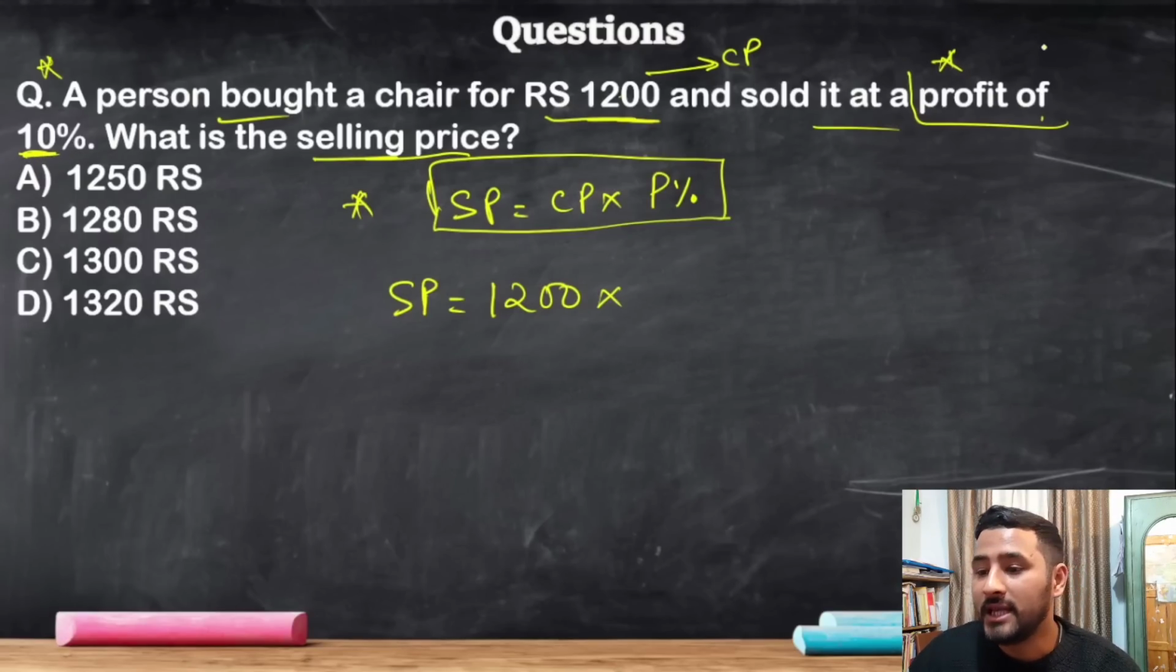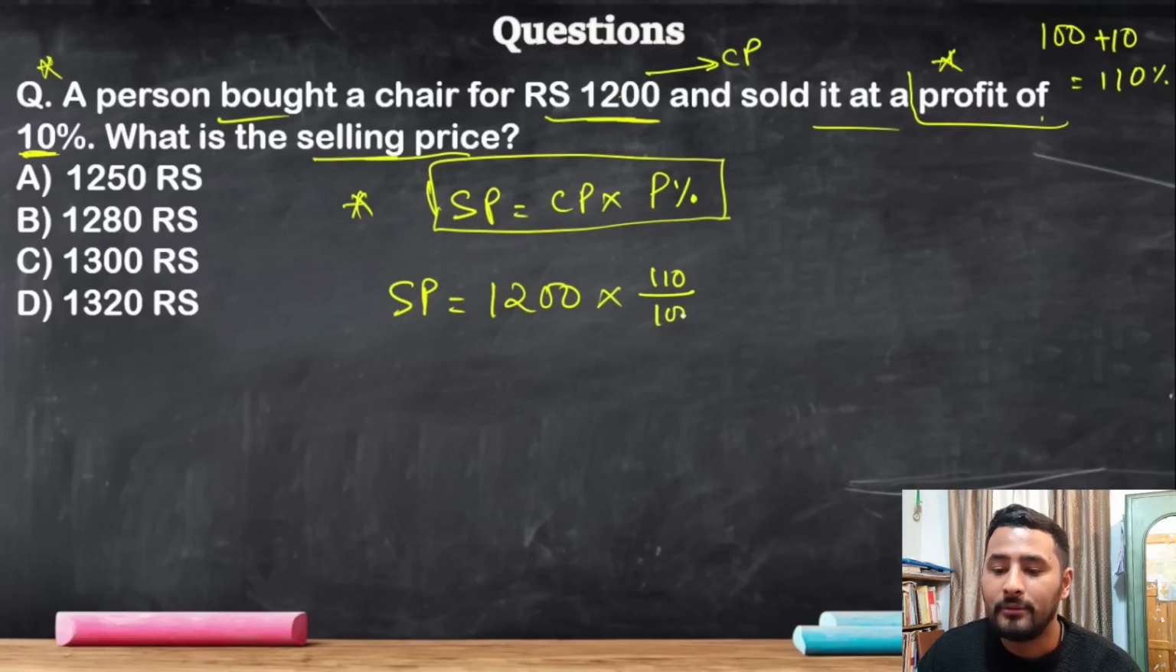Like I said, if you take base as 100, profit of 10%, you will add 10, okay? So this would be total of how much? 110%. So you can write as 110 by 100. Clear? You should divide by 100, okay? So now start with the cancellation. Cancel 0 and 0.